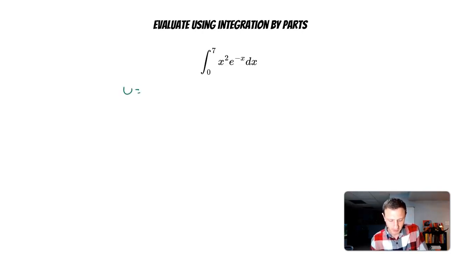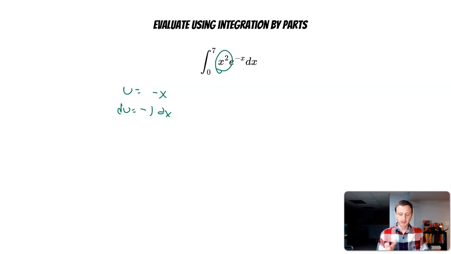So you'd say u is equal to negative x, and then du is equal to negative 1 dx. It doesn't work. It doesn't help us, because we'd want something to substitute out, and then it would have to replace that x squared, but it's not working out that way. So we have to use integration by parts. That's why there's that prompt of using integration by parts there.